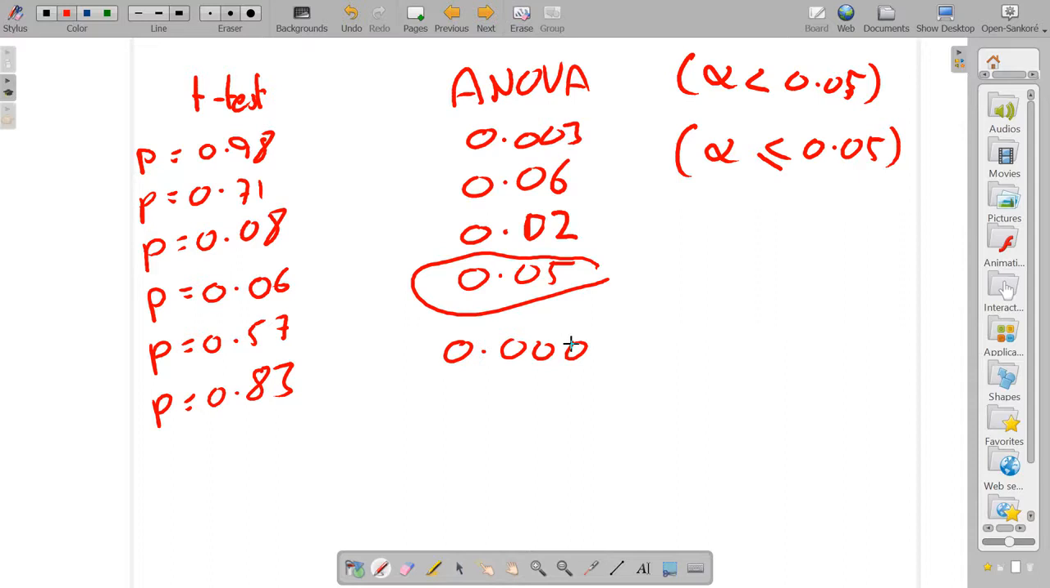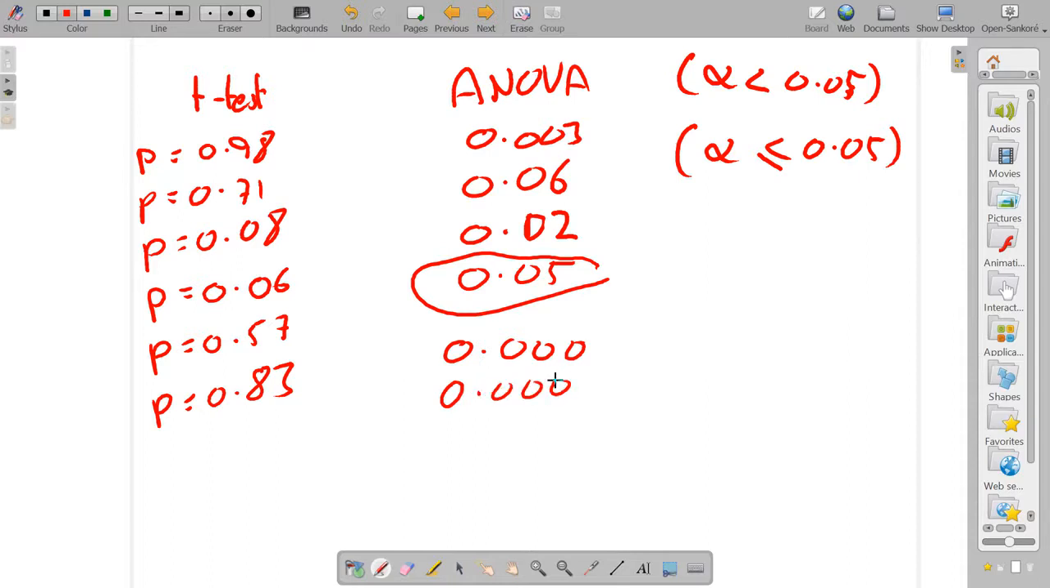And it's smaller than SPSS is going to print out in a table. So it might have been 0.001 or something like that, but it doesn't print out that far. After the third decimal place, it says, you know what? There's no difference. Sorry, there is a difference. There's definitely. So we've got at least two of those.